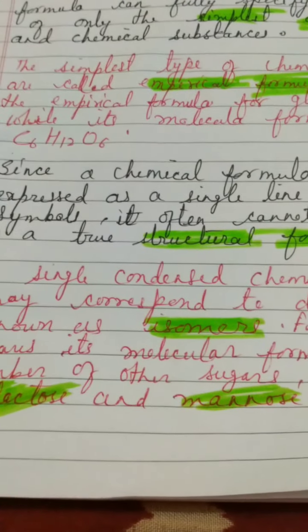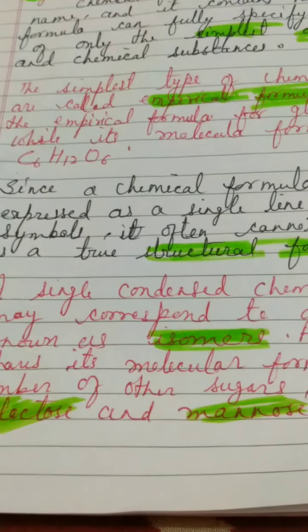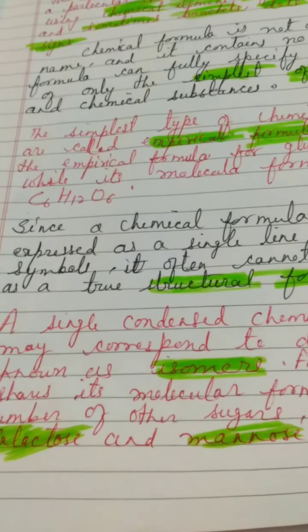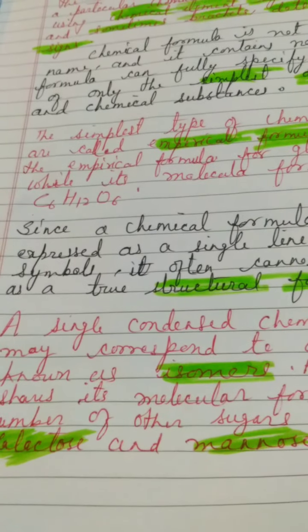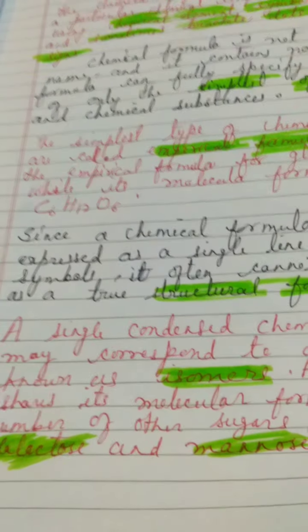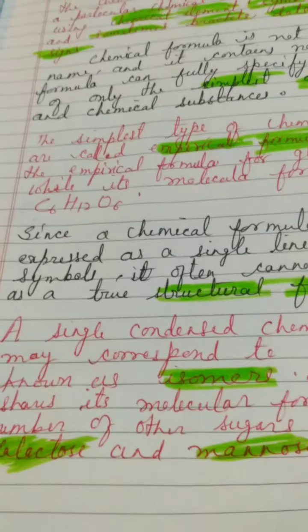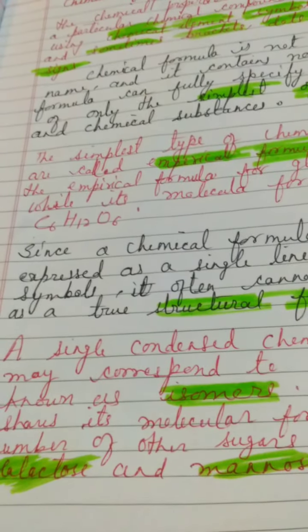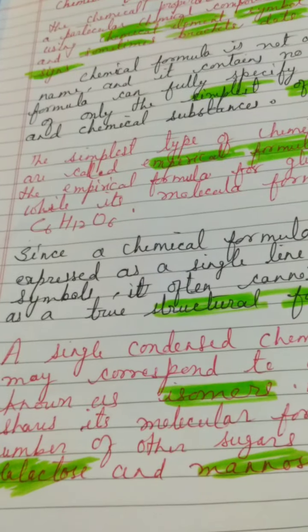So what I mean to say is that all the information we want to know about a compound, we can know by writing its structural formula. But the chemical formula is also highly informative because it gives very fast information. We can write the chemical formula in a very short period of time.